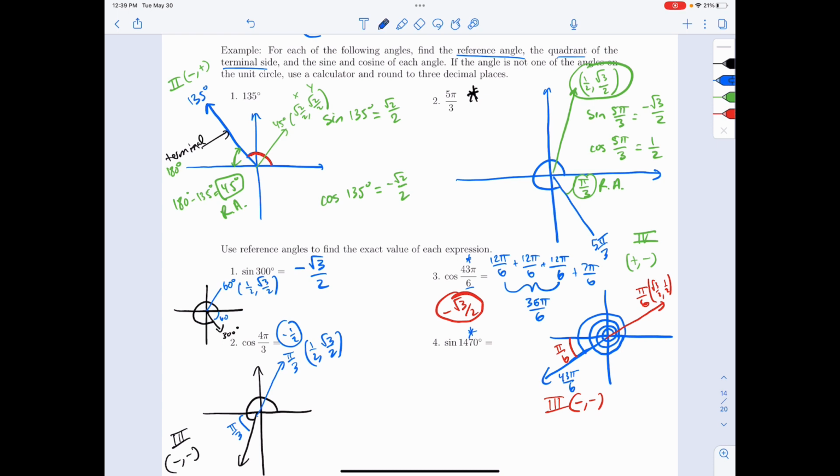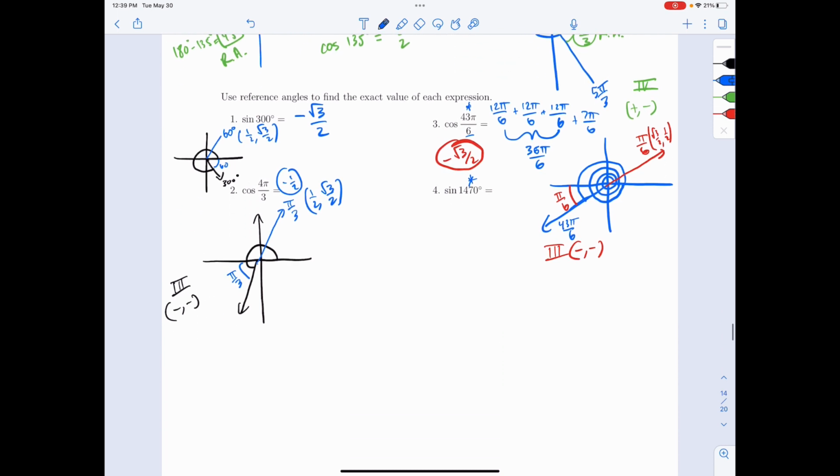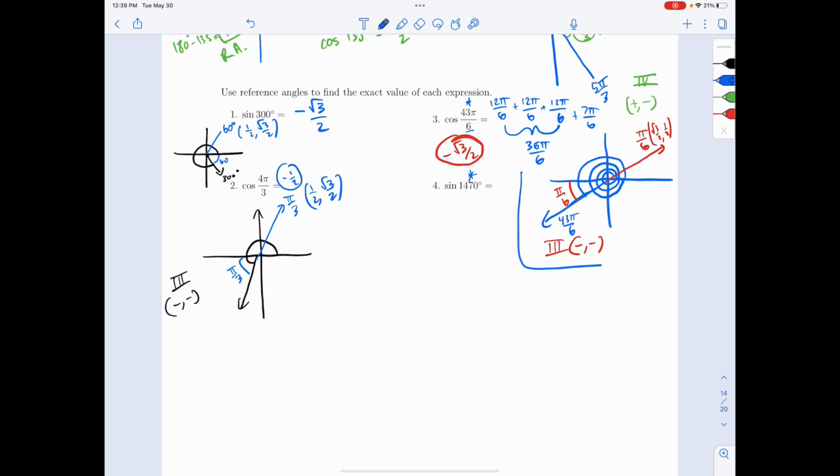Okay, and then we'll do this last one in a similar way. Sine of 1470. So I take that angle, 1470. Now that we're in degrees, each time around the circle is 360. So I need to see how many 360s fit into 1470. And 4 of them added together is 1440. So what I have left over is plus 30 degrees.